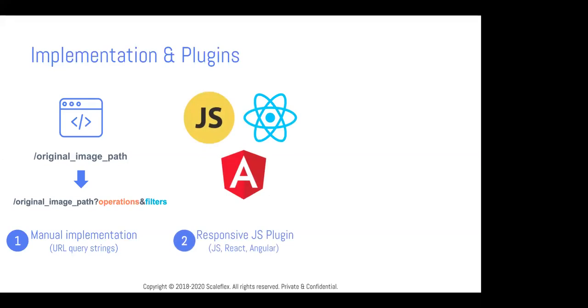So we have one plugin which is very popular on GitHub. It's completely open source. I'll show it to you in a second. It's called Responsive Images plugin. It's available in JavaScript, React, or Angular. So this plugin will basically take care of replacing all the image URLs in your code automatically and implement Cloudimage on your website, and also deliver nice and beautiful responsive images for you.